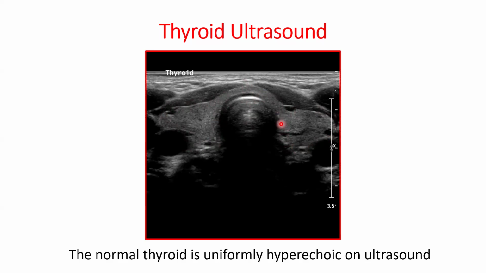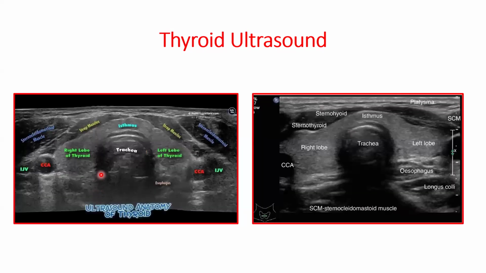Okay? These are the strap muscles, the black parts. Sternocleidomastoid, the sternohyoid, and the omohyoid, etc. All right? So a normal thyroid is uniformly hyperechoic. Hyperechoic means it has a more increased density than the strap muscles. It appears relatively whiter than the strap muscles. Is it clear?